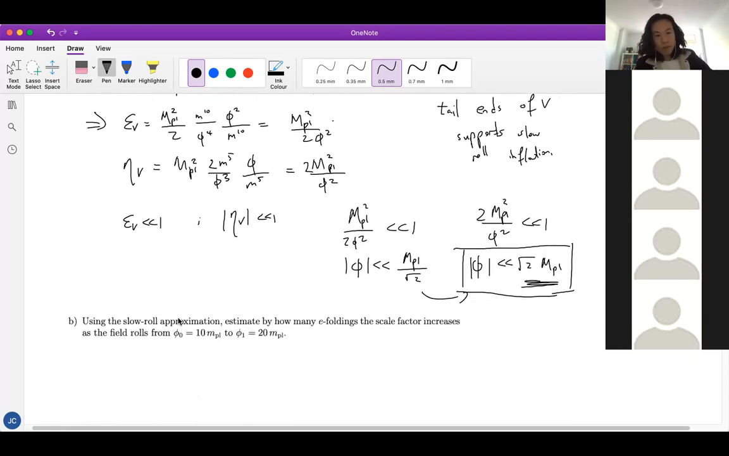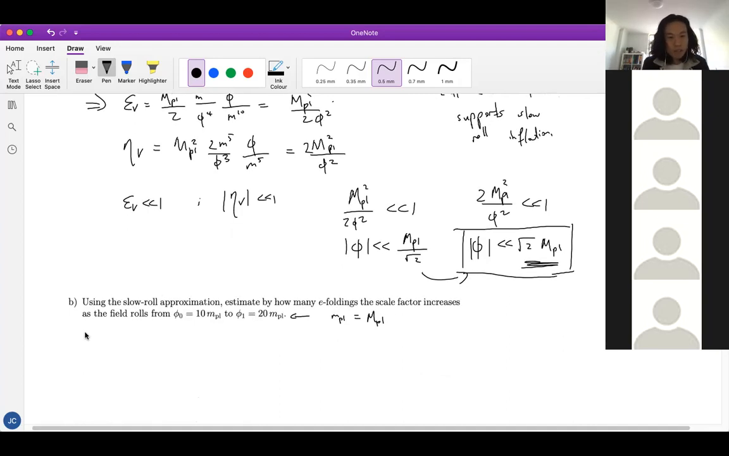Okay, part B: using the slow roll approximation, estimate how many e-foldings the scale factor increases as the field rolls from 10 Planck mass to 20 Planck mass. Here there's a lowercase m, but it's the same thing as uppercase, I don't know why the notation is a little different. Using the slow roll approximation, epsilon V is approximately equal to epsilon H, which will come in handy when going through the algebra. But you just start with the number of e-foldings definition, which is integrating from the starting time to the ending time.